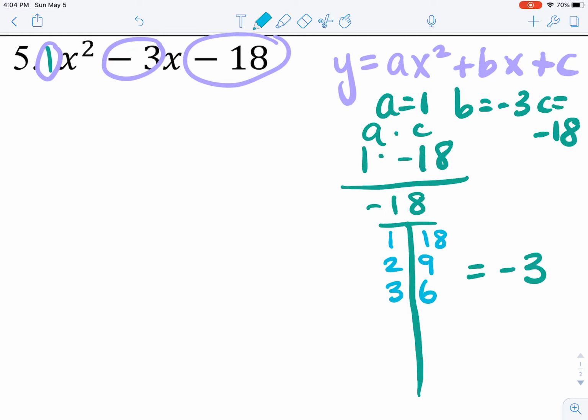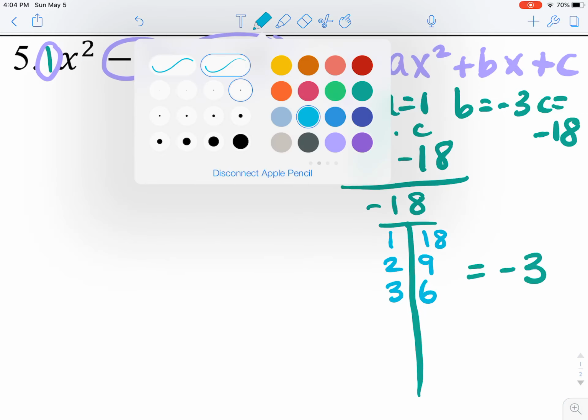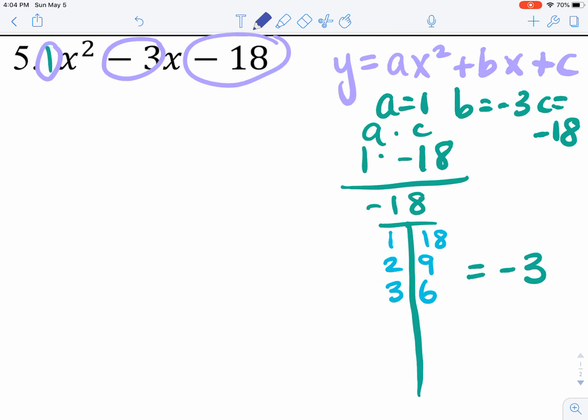So if I look at any of those, I know that since they multiply to be a negative, their signs have to not match. So one has to be positive and one has to be negative. So if I do 1 and 18, could either one of those being negative add to -3? Definitely not. How about 9 and 2? Nope. 9 minus 2, 2 minus 9, not happening. But we could have 3 minus 6. And 3 minus 6 does equal -3.